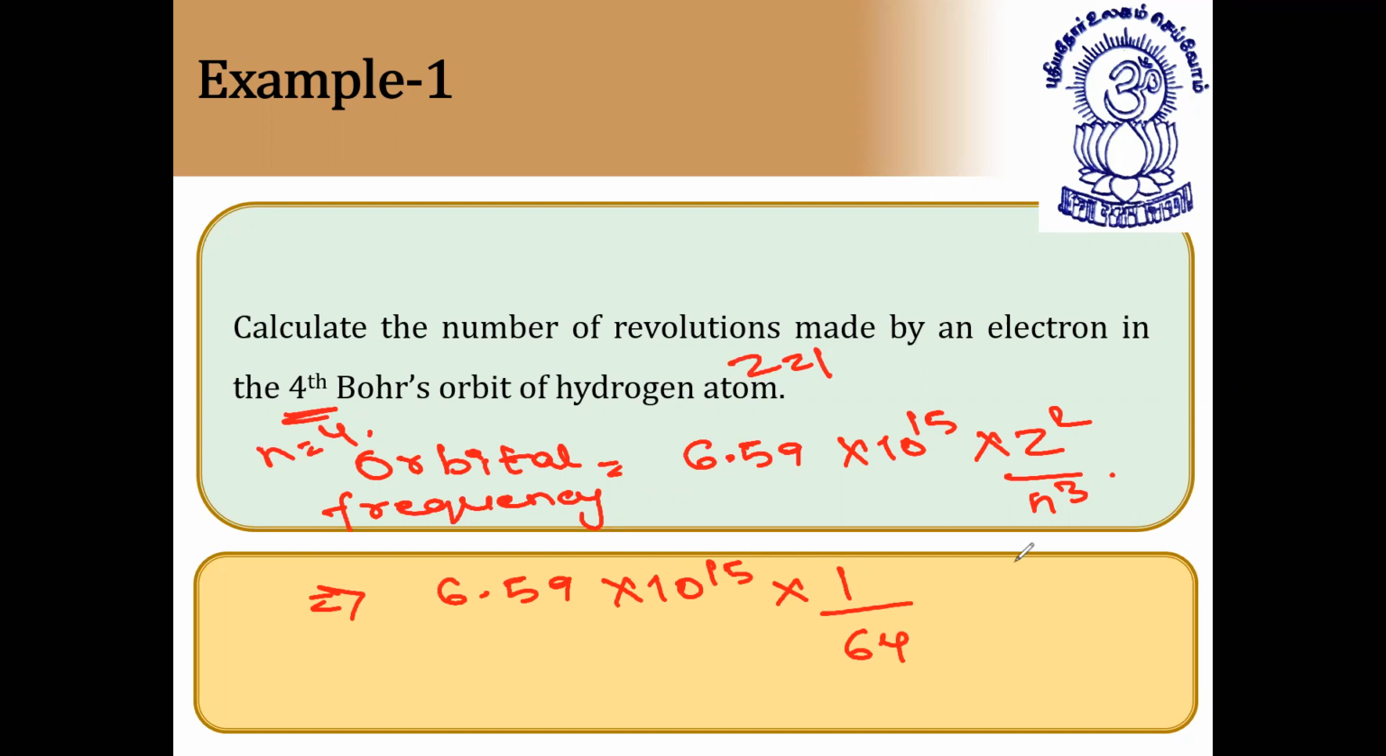6.59 into 10 to the power 15 can be taken as 65.9 into 10 to the power 14. So 65.9 by 64, you'll get it as 1 point something into 10 to the power 14 hertz. 1.02 into 10 to the power 14.